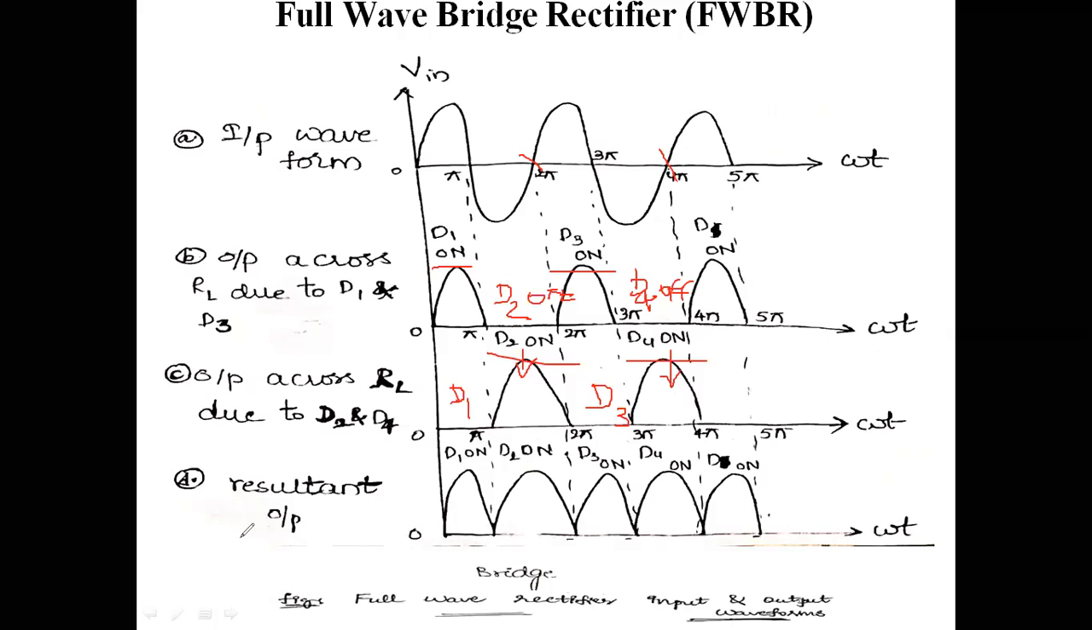The resultant output, that is the combination of both the currents, is taking place. That is 0 to pi, pi to 2 pi. The complete conduction will take place with respect to the four diodes. By using all the four diodes, complete conduction will take place. That is diode D1 on, D2 on, D3 on, D4 on.